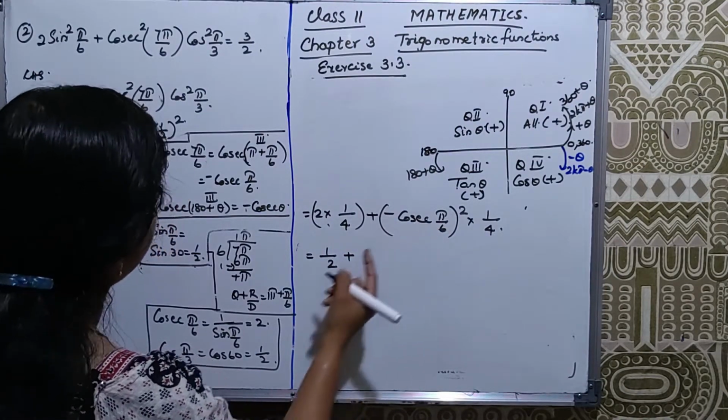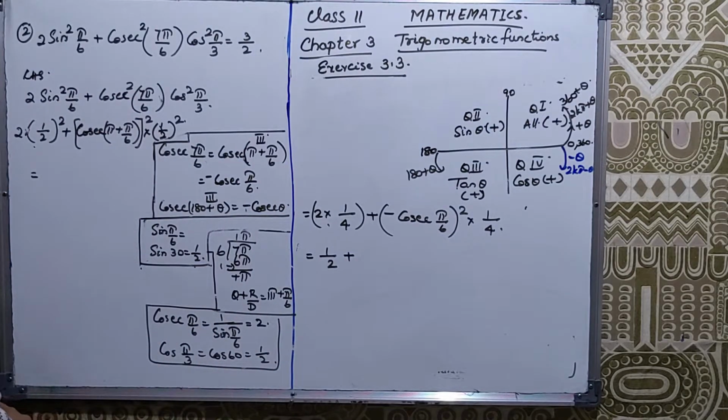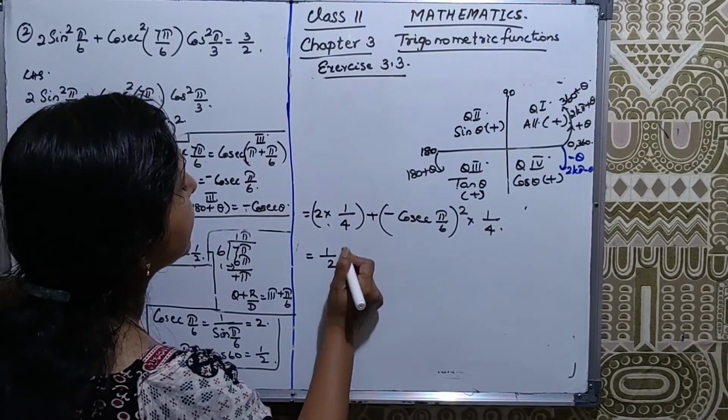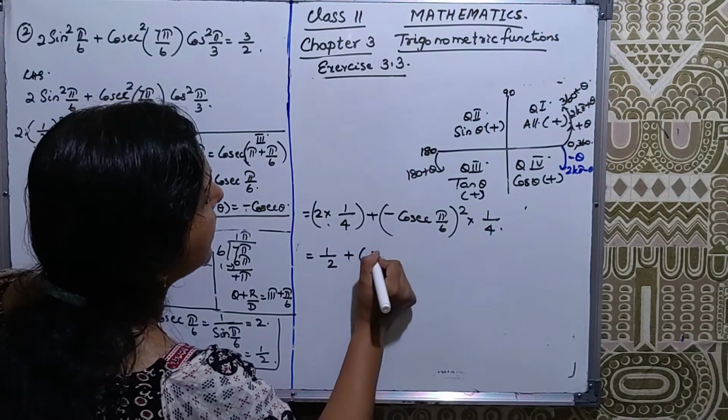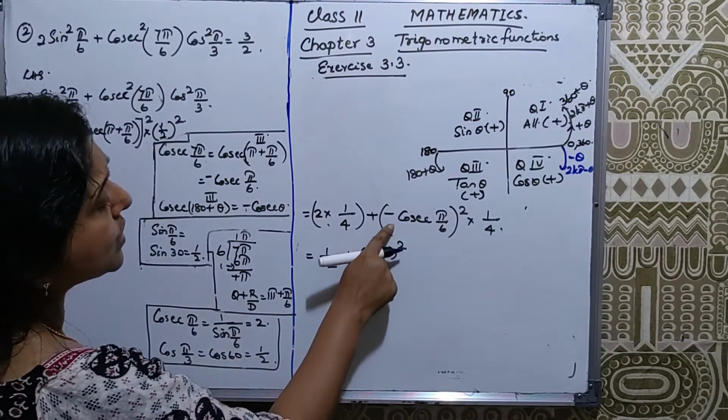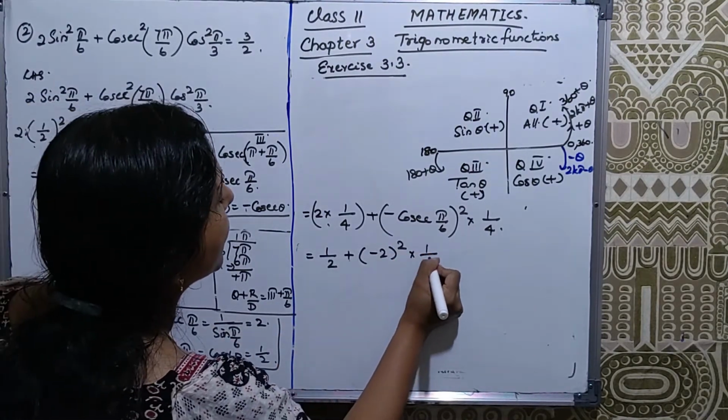Then cosec pi by 6. Cosec pi by 6 we wrote the value as 2. So it will be either you write it like this, otherwise plus, it is better. Minus 2 the whole square, plus minus 2 the whole square into 1 by 4.